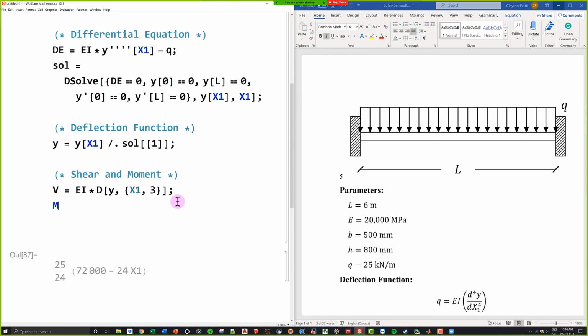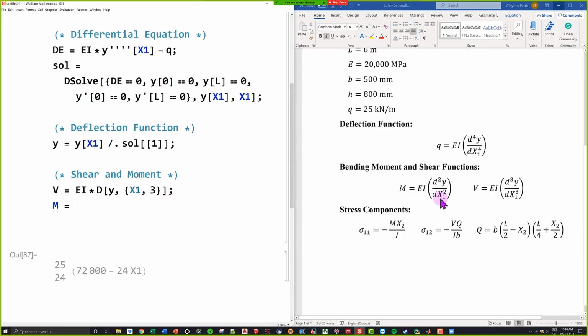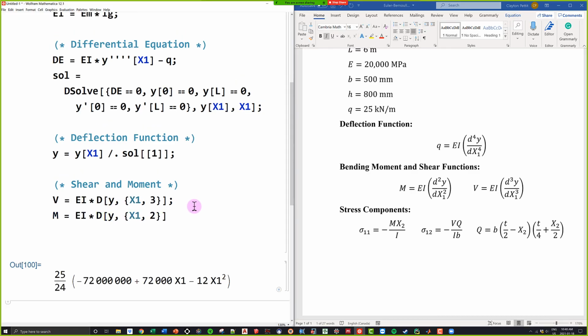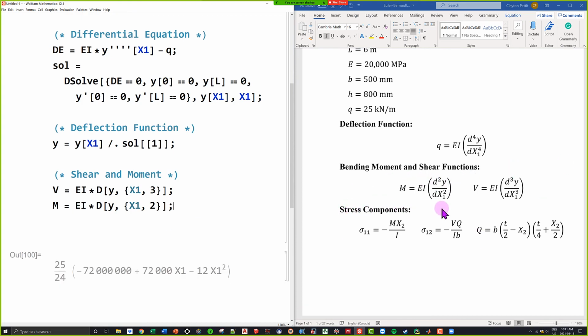From there, I can do the same thing for my moment, because we know that the moment is equal to EI multiplied by the second derivative of our deflection function. So we're going to have EI multiplied by the derivative of our deflection function y with respect to x1, and we're doing this one specifically twice. So if I run that now, I see that I have my moment function, and it is quadratic, which makes sense. It's 1 higher order than the shear function. All right, perfect. So now that we did those 2, we can go on to the stress components.